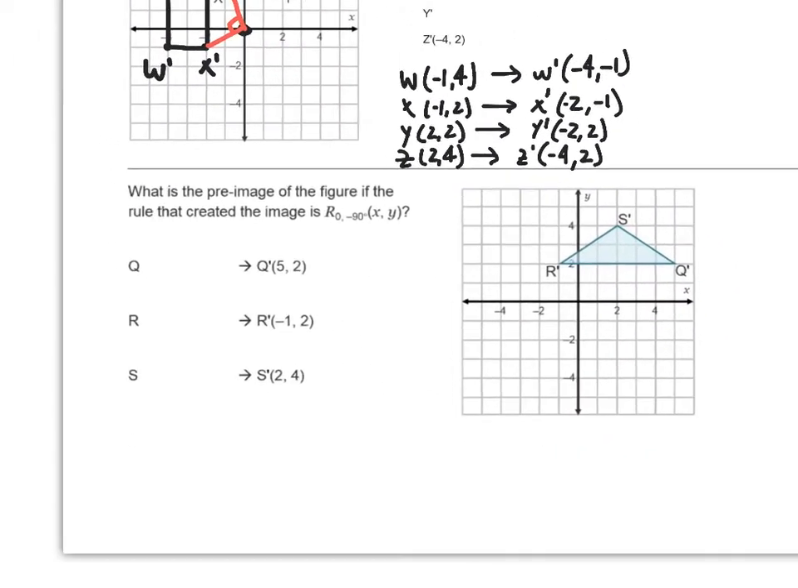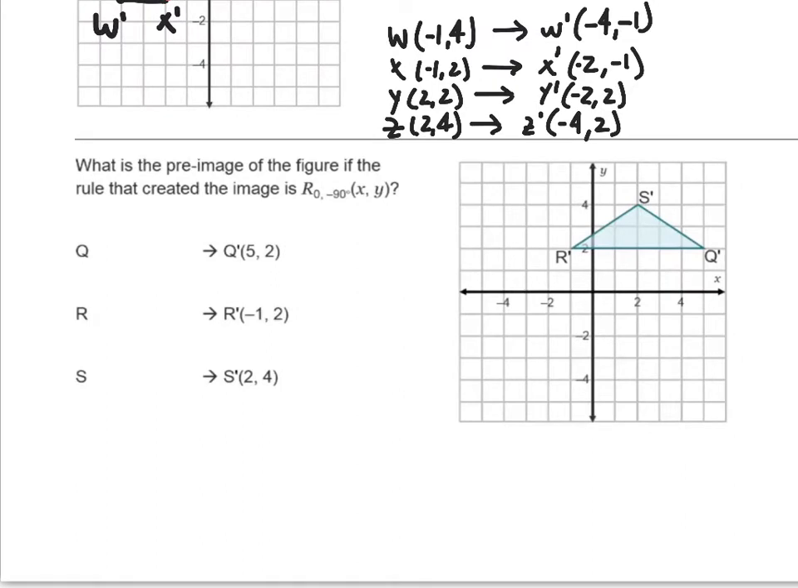Let's take a look at this last one. It says, what is the pre-image of the figure if the rule that created the image rotated about the origin negative 90 degrees? When you have this negative here, this means that we're moving clockwise. Remember, we have the image and we're trying to go backwards. So I want to rotate this image 90 degrees counterclockwise. So we want to go backwards.